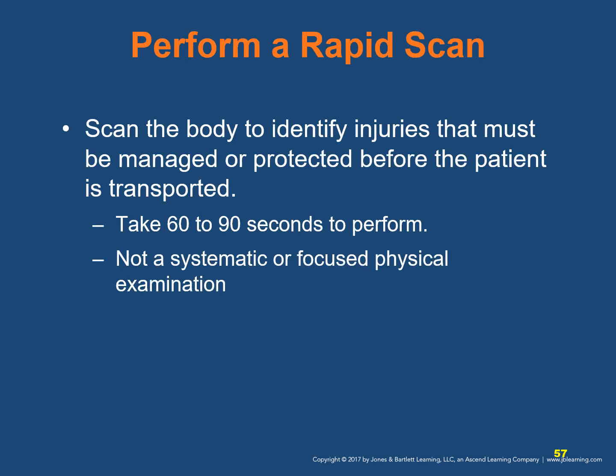Perform a rapid scan to identify life threats. Scan the patient's body to identify injuries that must be managed or protected before the patient is transported. Take 60 to 90 seconds to perform the rapid scan. This is not a systematic or focused physical examination. That will be performed during the secondary assessment, and this will be reviewed in Skills 9-1.